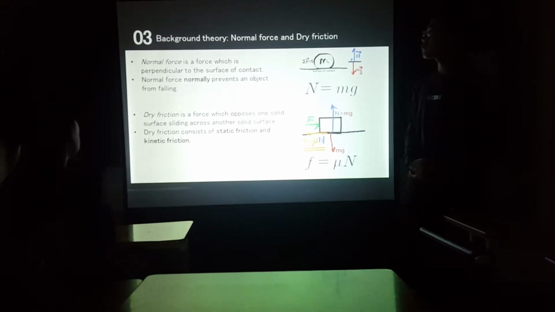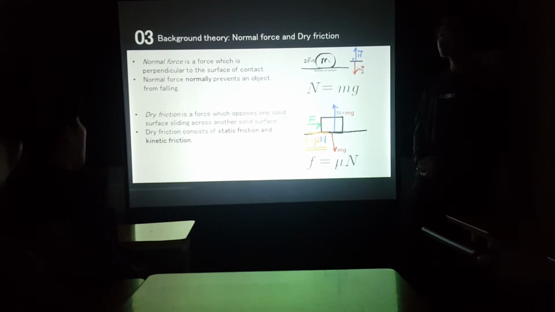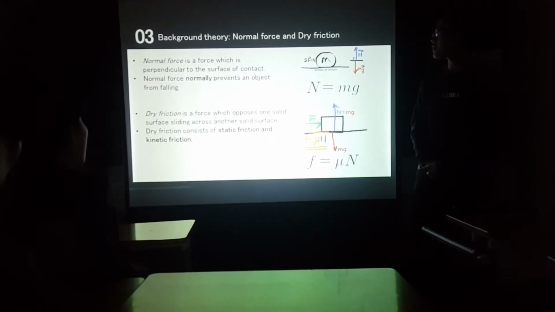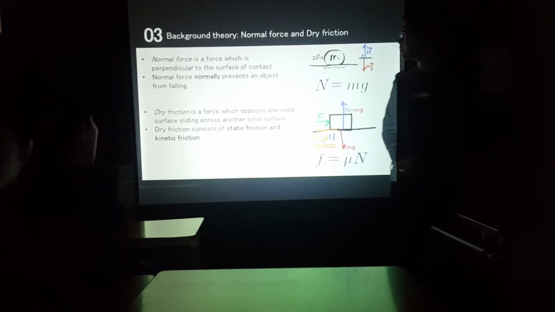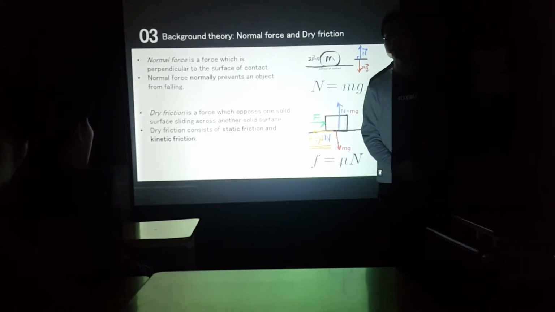Normal force is a force which is perpendicular to the surface of contact, and normal force normally prevents an object from falling. And dry friction is a force which opposes one solid surface sliding slightly across another solid surface, and dry friction consists of static friction and kinetic friction.